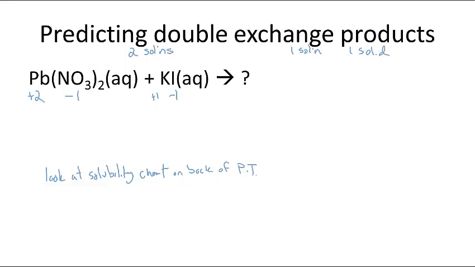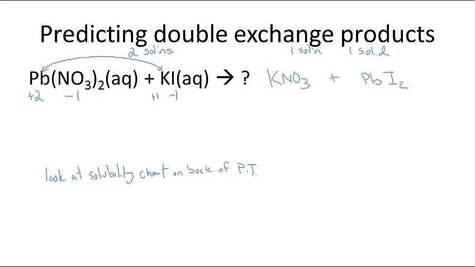All right. So, switching partners. K is +1, NO3 is -1. So we get KNO3. Pb is +2, I is -1, plus PbI2. And now we balance.